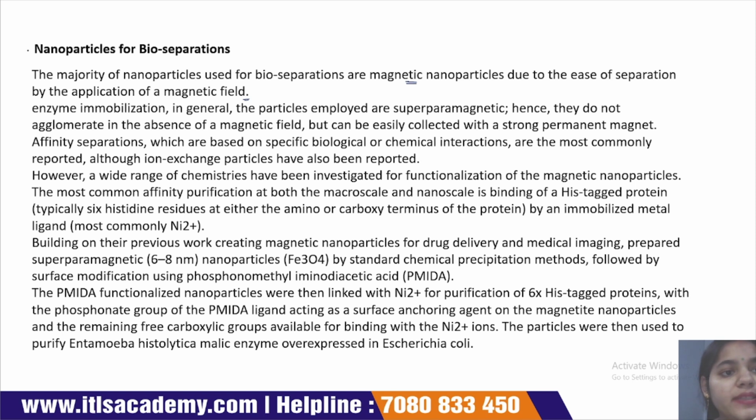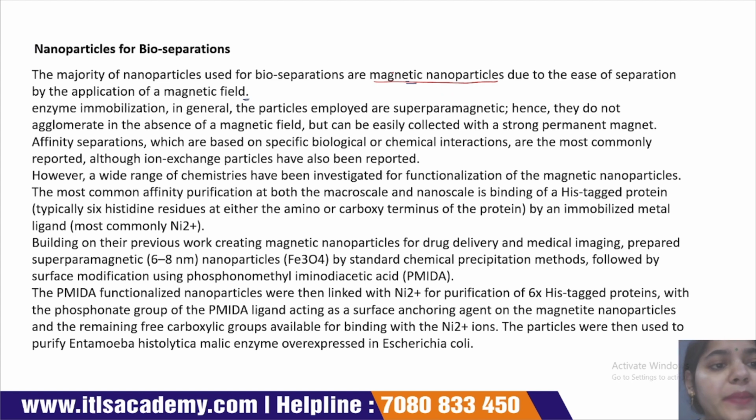Okay, now next we discuss nanoparticles for bioseparation. The majority of nanoparticles used for bioseparation are magnetic nanoparticles.